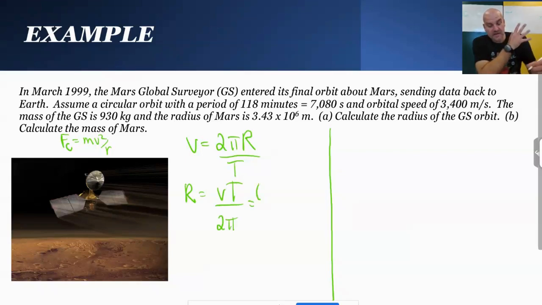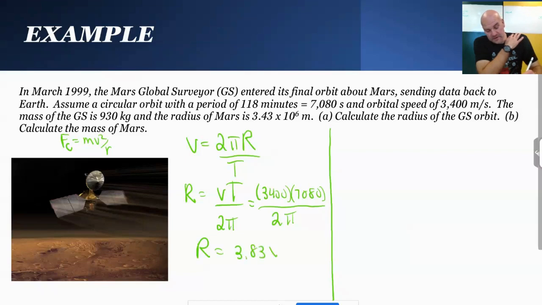So we don't have to convert anything. They gave us all the info that we needed. So 3,400 times 7080 over 2 pi. That's constant. And so the radius of the orbit is going to be 3.83 times 10 to the 6th meters.